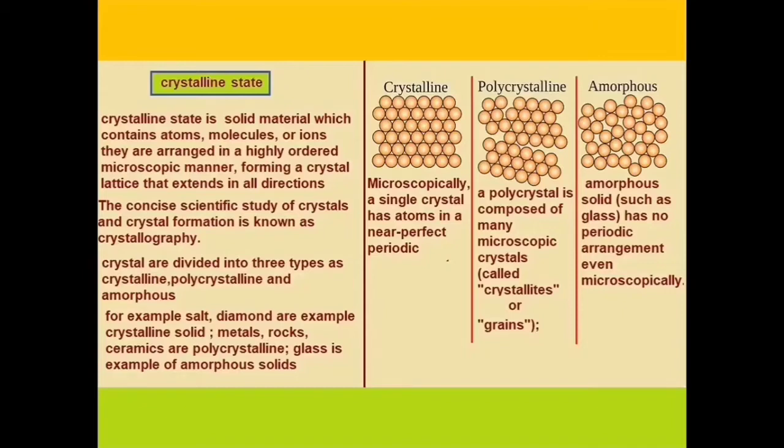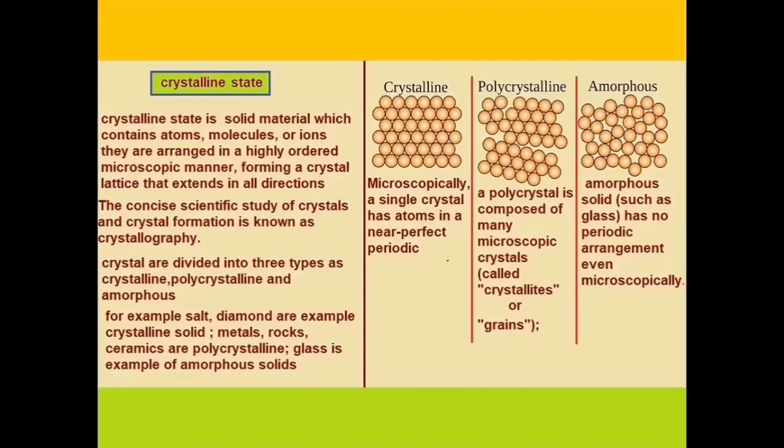Metals, rocks, and ceramics are polycrystalline. And another example of amorphous solids is glass. At the right hand side, there are three figures given in this diagram: crystalline, polycrystalline, and amorphous.